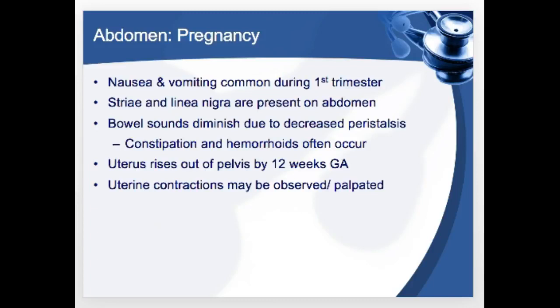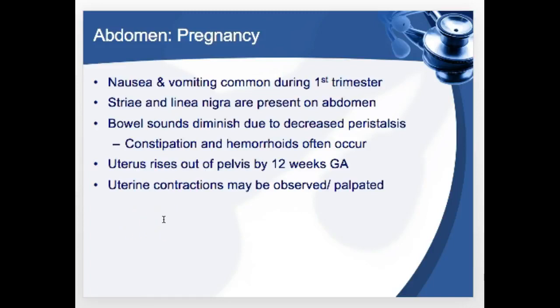In pregnancy, some of the common things that you'll see, obviously you'll see a lot of complaints of nausea and vomiting during the first trimester. You might see striae, the stretch marks, and the linea nigra, which is that central line that women can get on their abdomen when they're pregnant. You can hear diminished bowel sounds, usually due to decreased peristalsis, but also there are other structures in the way, the uterus is getting enlarged, and it's displacing some of the sounds. A lot of constipation and hemorrhoids and things like that occur.